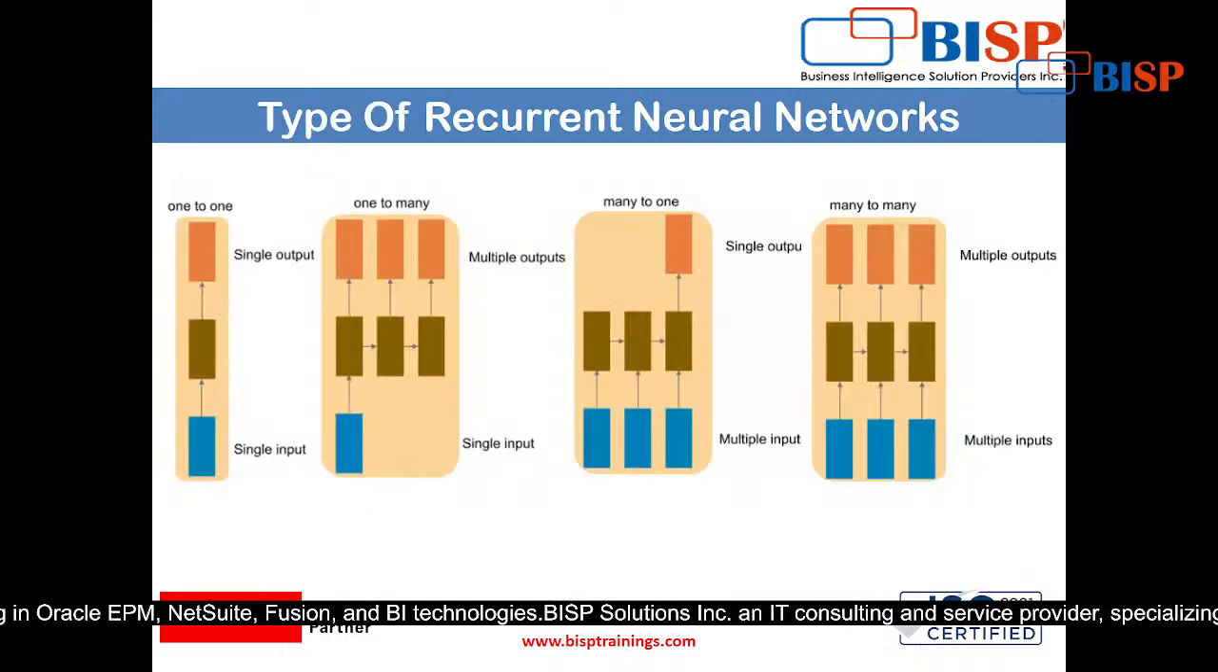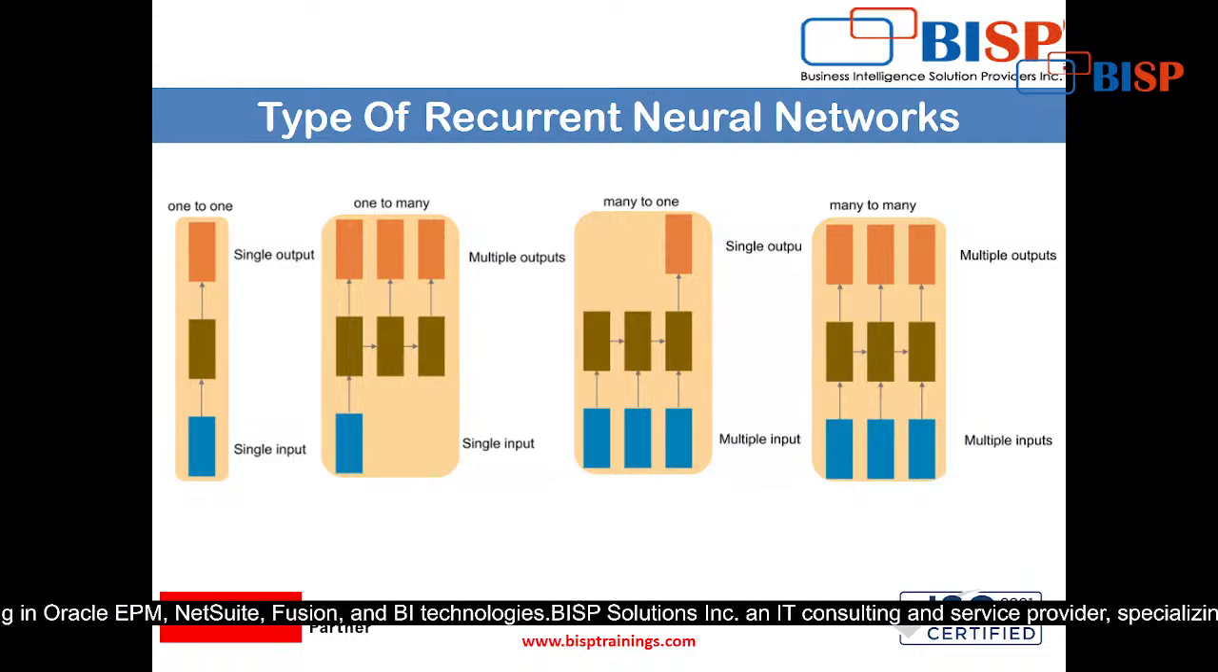Now see how it works. Types of recurrent neural network: there are different types. One is one to one, one to many, many to one, many to many. One to one means a single input, single output. That means if I put in the image of a dog, the output will be either dog yes or dog no.